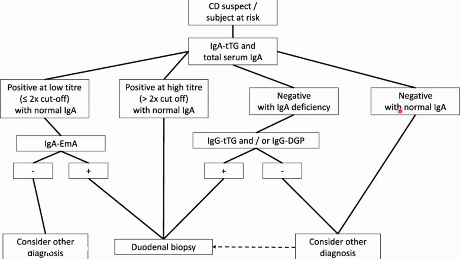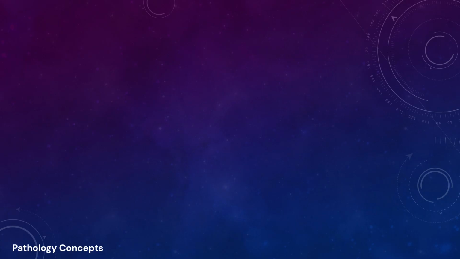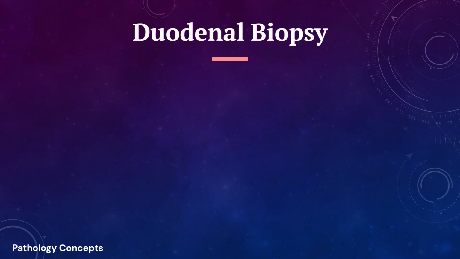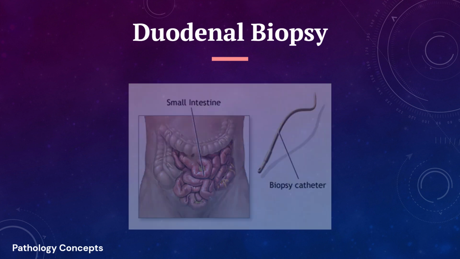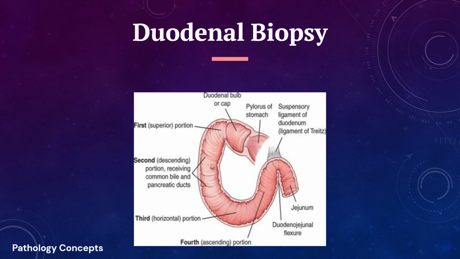And if in the final scenario IgA TTG is negative and total IgA is also normal, then consider other diagnoses than celiac disease. Now let's learn about the duodenal biopsy, how to diagnose celiac disease on the basis of duodenal biopsy. The current recommendation is to take 4 biopsies from the second duodenal portion and 2 biopsies from the duodenal bulb.